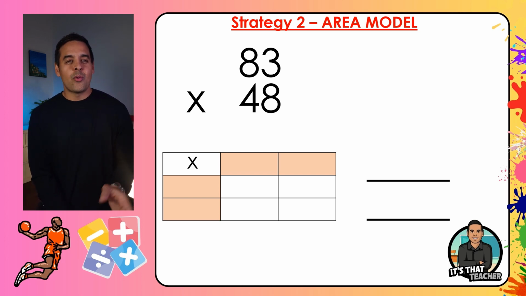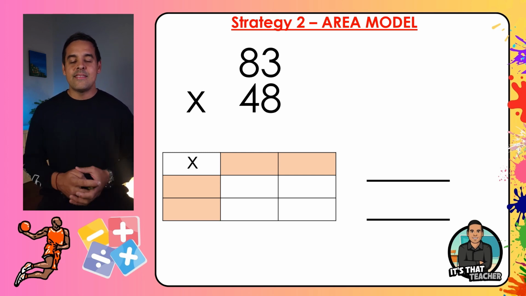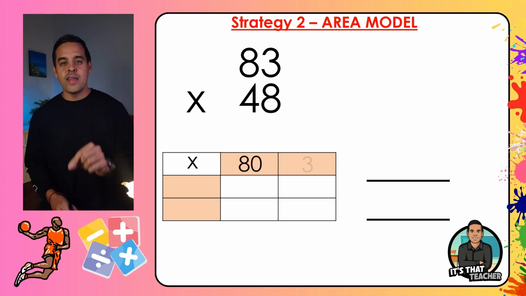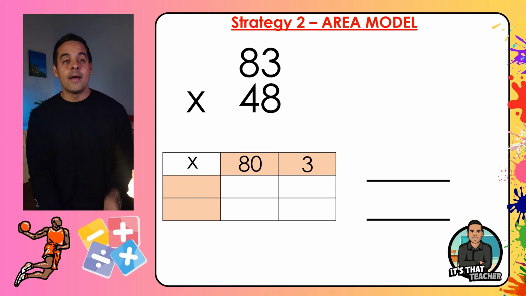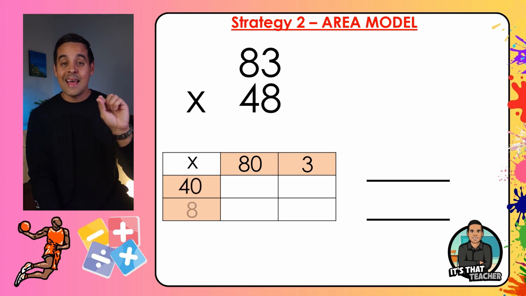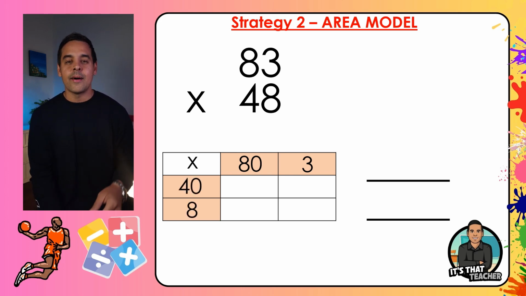Area model. So what you need to do is break the numbers into their place values. So you've got 80 and 3. So 83, 80 in the tens column, 3 in the ones or the units column. Now 48, so 40 and then 8. Now you need to times these together. 4 times 8. Now that is 3,200.